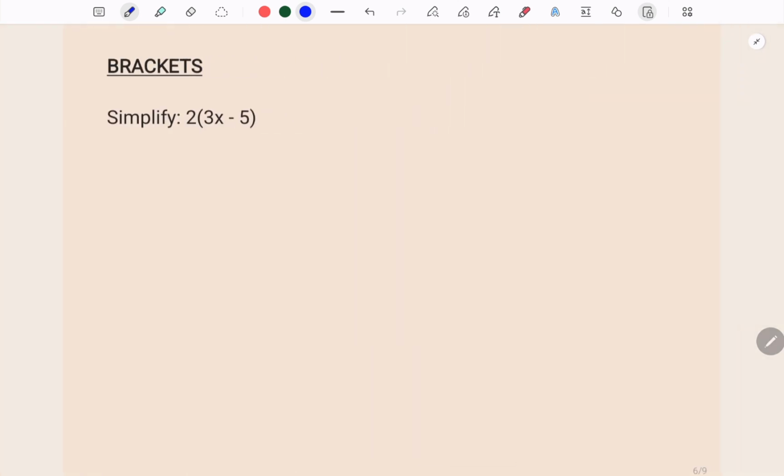Now let's introduce brackets to the questions that we are tackling. So simplify 2 multiplied by 3x minus 5. The number outside the bracket multiplies every term inside the bracket. It means that if I write 2 into 3x minus 5, this 2 is multiplied by 3x as well as it is also multiplied by minus 5.